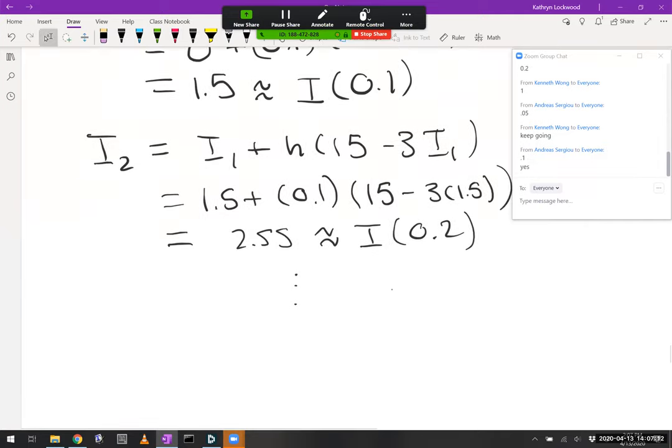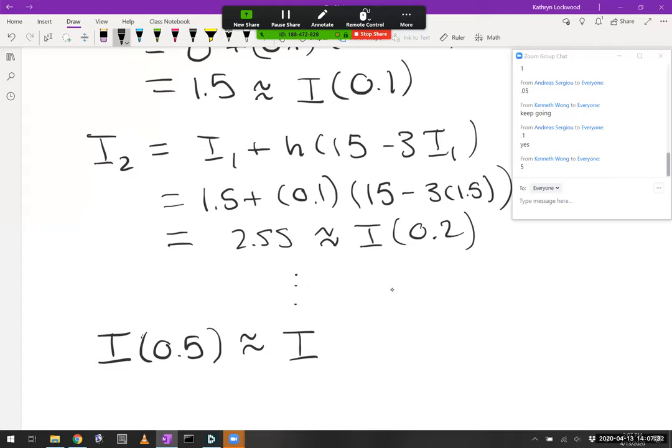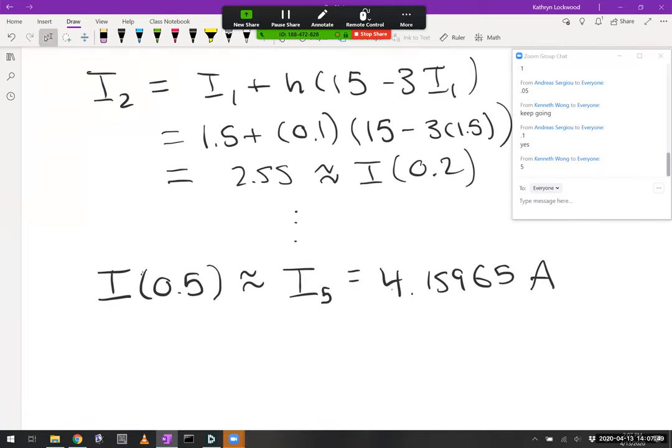What step am I skipping to if I want to know I of 0.5? What's k in that situation? Five, good. So if I repeated five times, we'd get 4.15965 amps. That gives us the approximate current at time half a second later. Everything clear yet again?